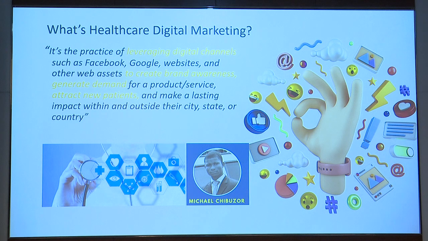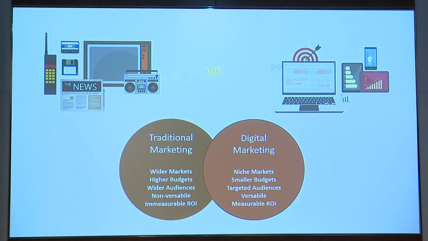In simple words, if you're advertising your practice through digital means, that is what digital marketing is all about. So use social media to advertise your wares, your services, that's digital marketing. Now there's traditional marketing, as you can see on the left-hand side picture, which consists of advertisements on TV, radio, telemarketing, and things like that.